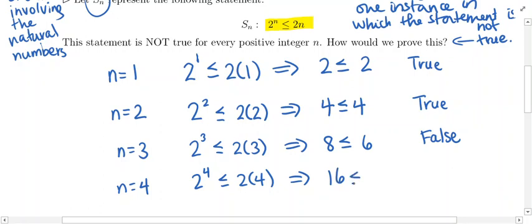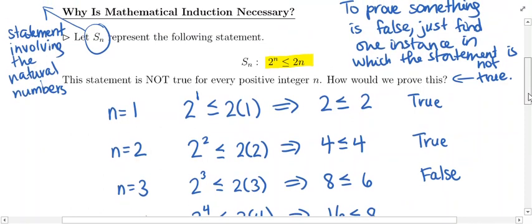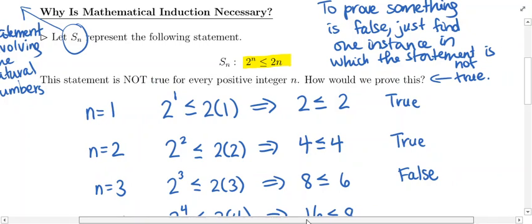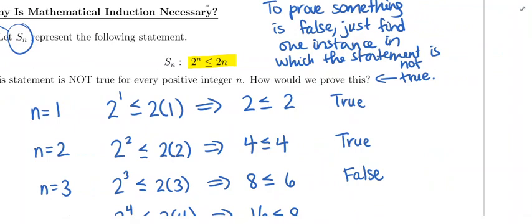This would be saying 16 is less than or equal to 8, which is again false. So you don't have to keep finding other false instances. As soon as you find one n value for which the statement is not true, you're done. Since this statement is not true for n equals 3, that means it cannot be true for every single positive integer n. Let me write that out to the side.